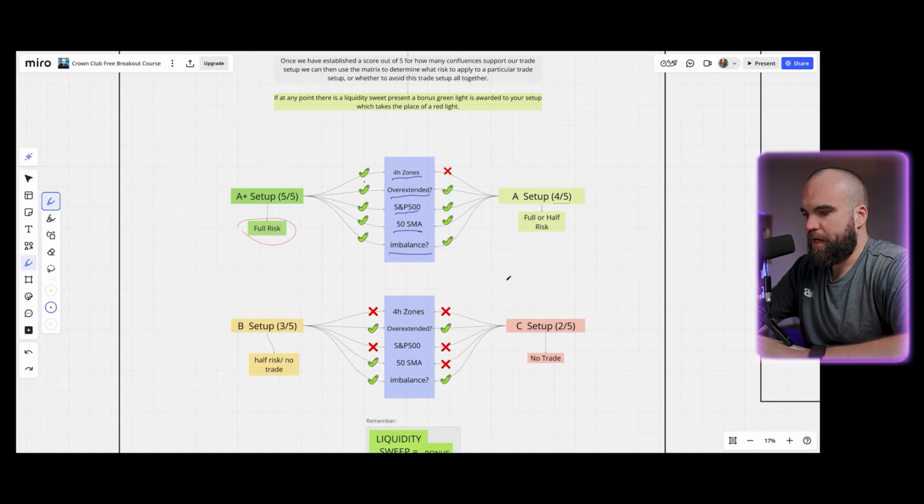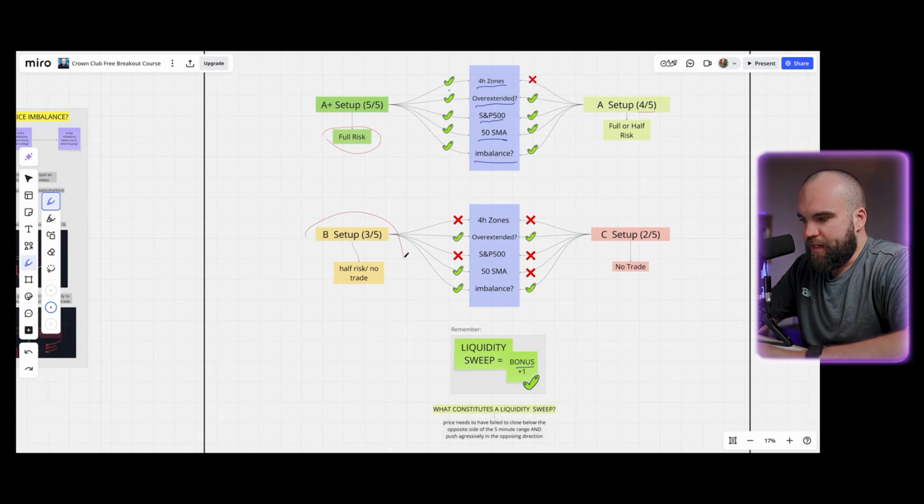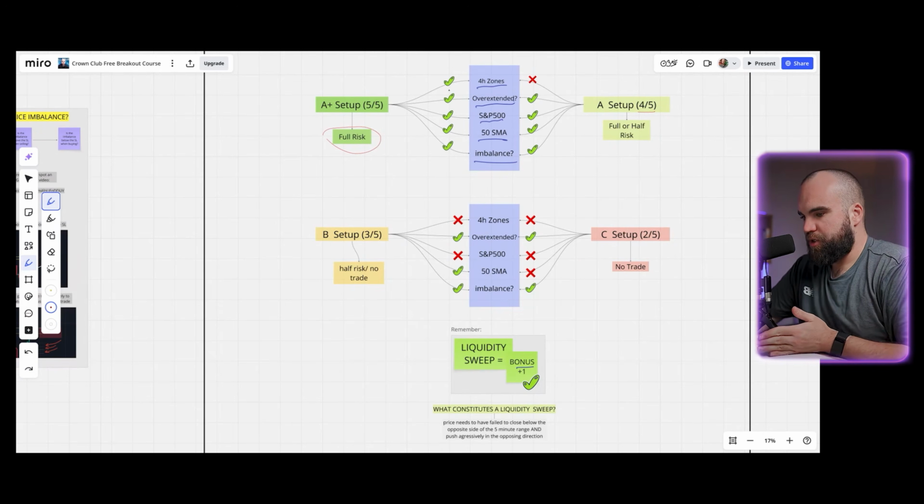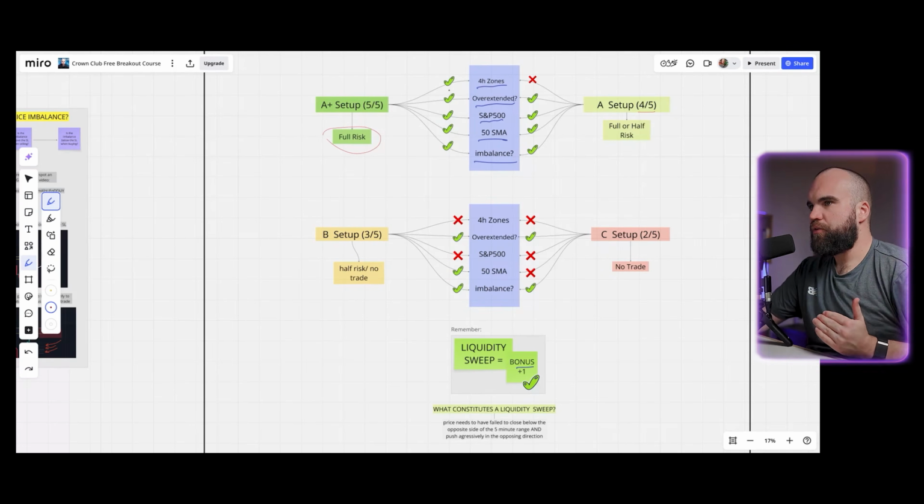If we got a B setup, I'm not going to take the trade at all, or I'm going to go half risk. Now, again, this is dependent on how my trades have been going so far. So if I've taken a few losses, I'm likely going to ease off and not take a trade on a B setup.